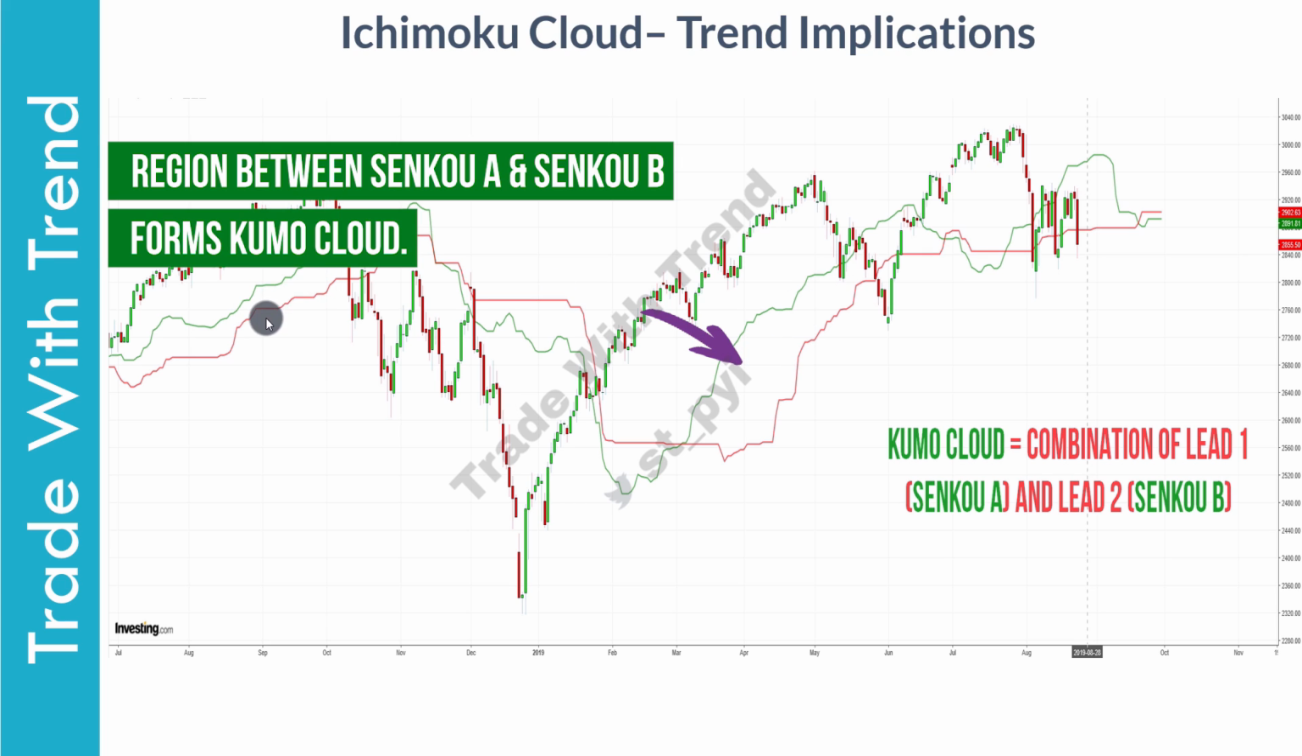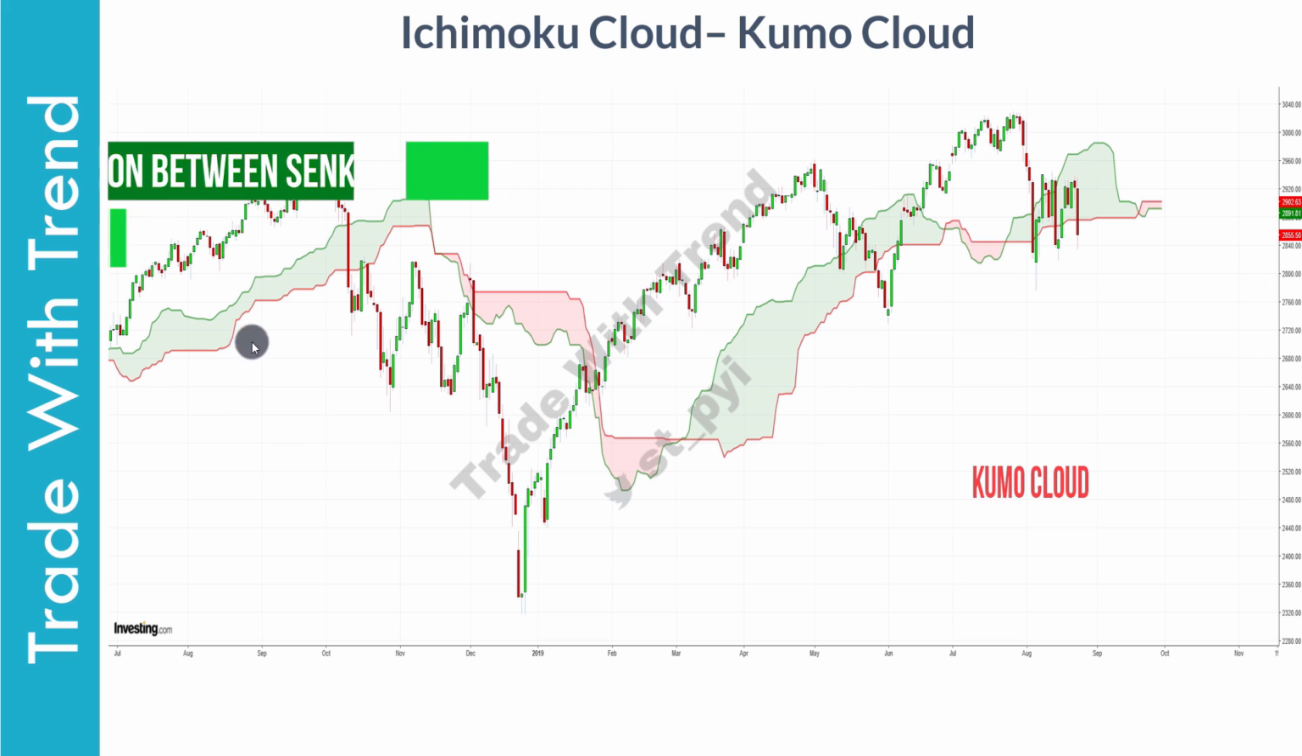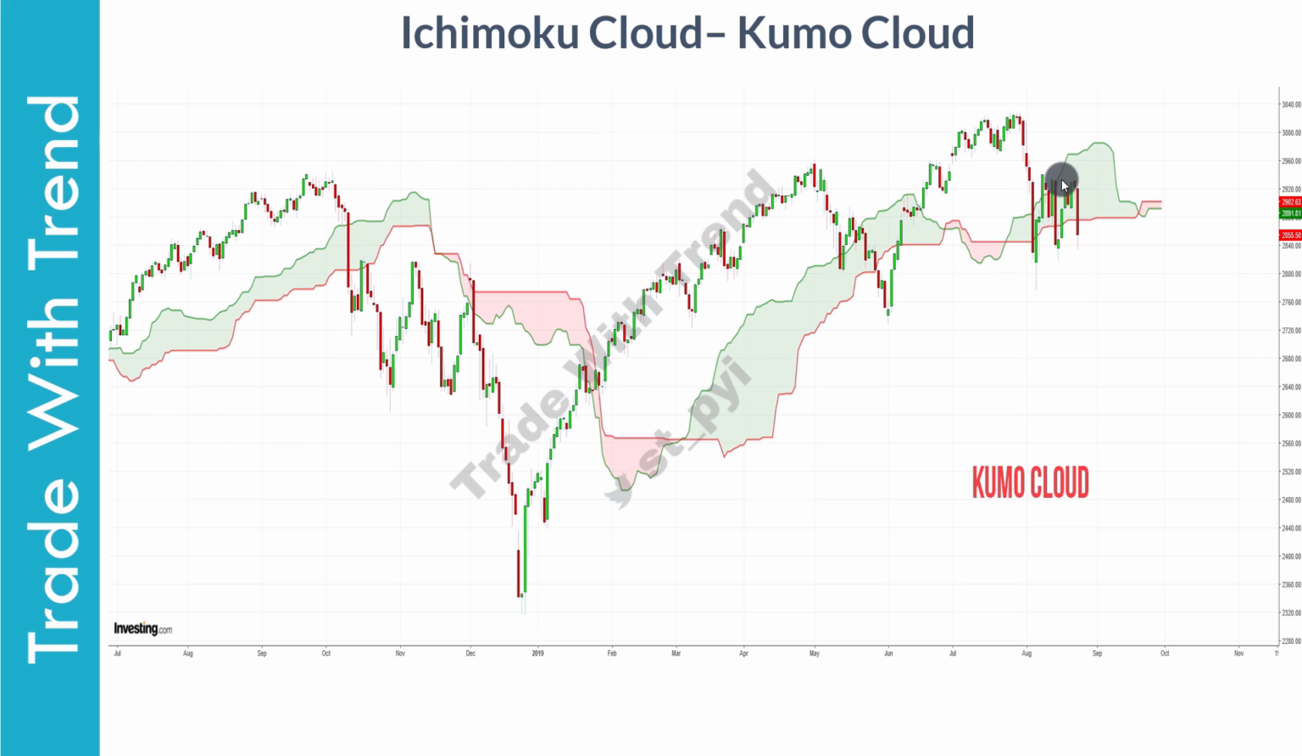Let us now look at Kumo cloud based on what we discussed. So this is how the Kumo cloud looks like. The region here marked in green is where Senkou A is above Senkou B, and hence this is the region of support. Region where cloud is red is where Senkou A is below Senkou B, and this region then acts as strong resistance for price. If you look at this region here, look at how price has taken resistance right at the Kumo cloud. This is again very common, and this repeats on a consistent basis.